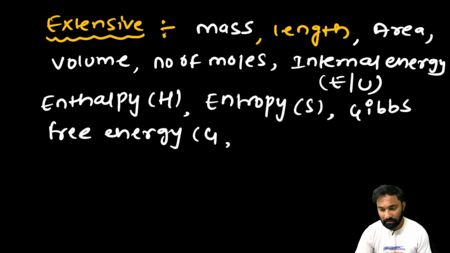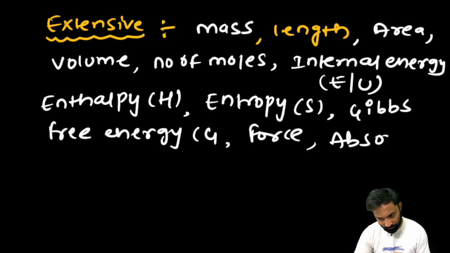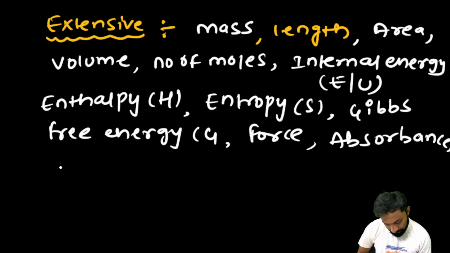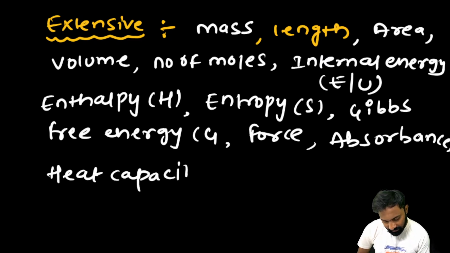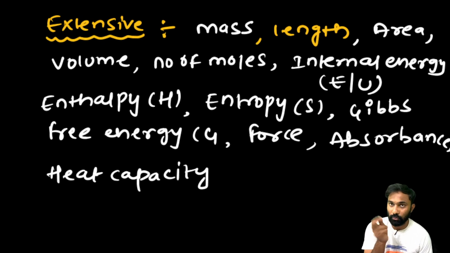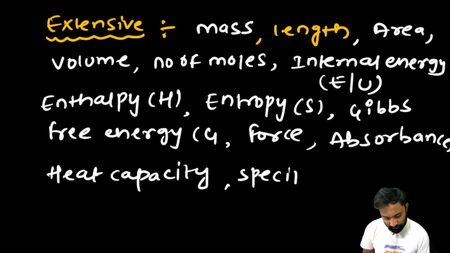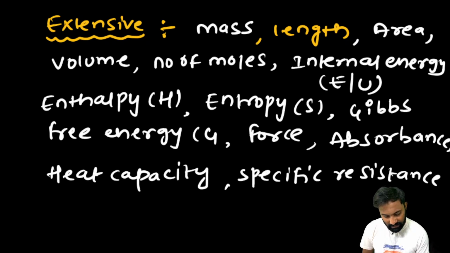G. Clear? Next, force. Next, observance. Clear? And heat capacity. This will play a very crucial role. Many of the students will get confused here. Heat capacity and molar heat capacity, both are different. Clear? Now, next, specific resistance. Now, these are some examples of extensive properties you have to remember.